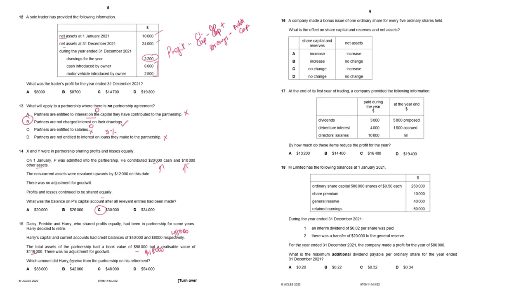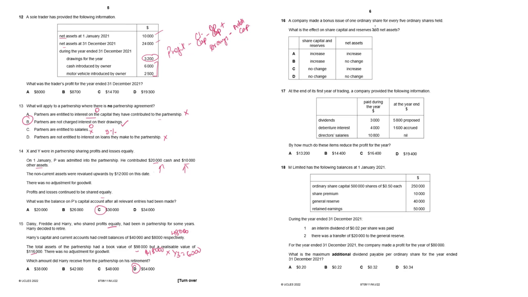Which amount did Harry receive from the partnership on his retirement? If there was goodwill, we would also account for that, but there's no goodwill. So 48,000, which is the balance in his capital and current account, plus his share of revaluation profit. And how much is his share? Equally, so 1/3 of 18,000, which is 6,000. 6,000 plus 48,000, D, 54,000.